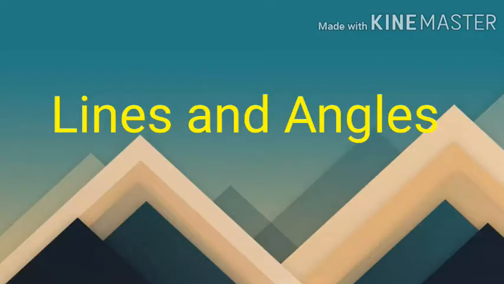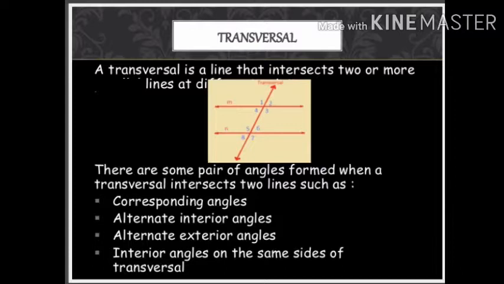In this session, we are going to discuss transversals and their properties, exercise 4.3 problems related to chapter 4, lines and angles. What is the definition of transversal? A transversal is a line that intersects two or more lines at distinct points.